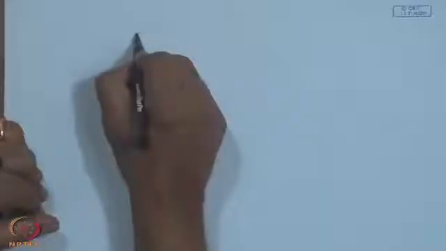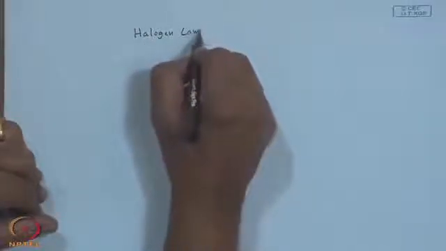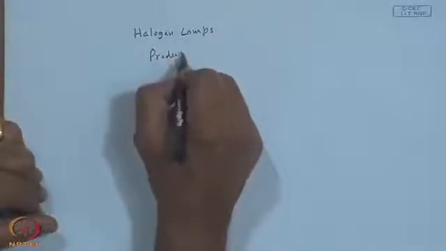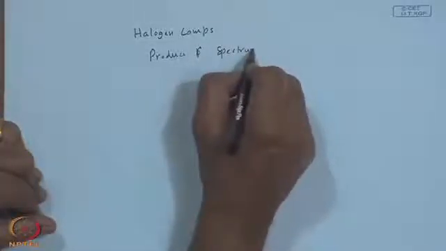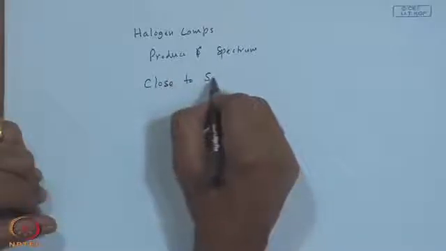Whereas, if you have a solar simulator, depending upon the distance from which you keep the solar collector and the simulator, you may have a difference in the intensity on the collector surface. So, usually halogen lamps produce a spectrum close to solar radiation.